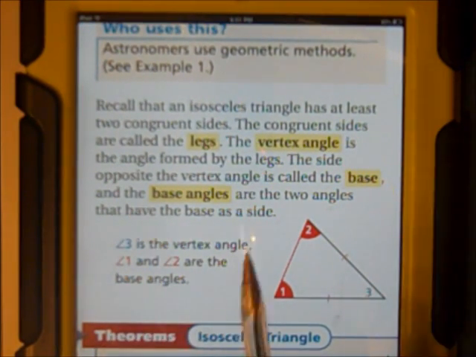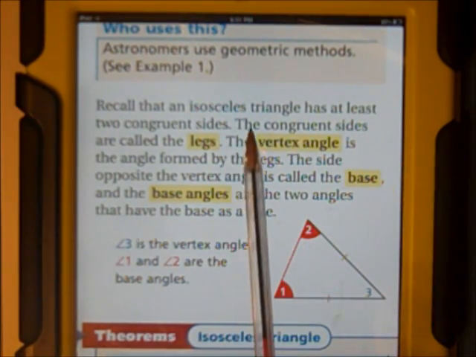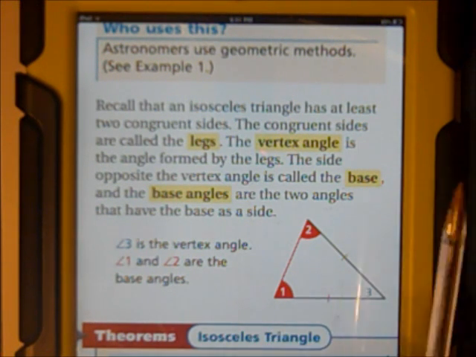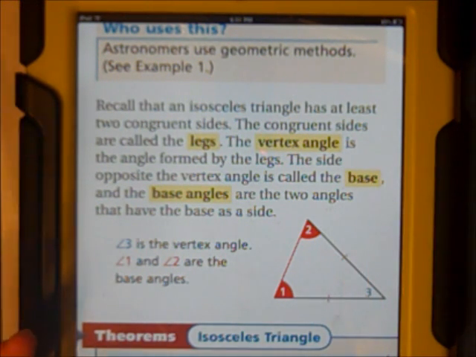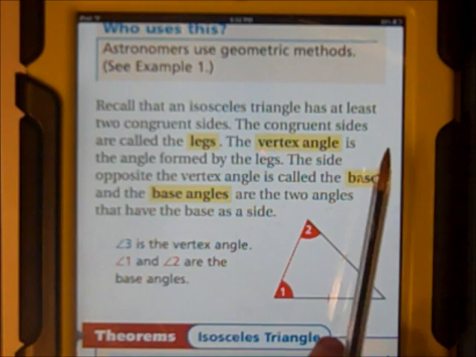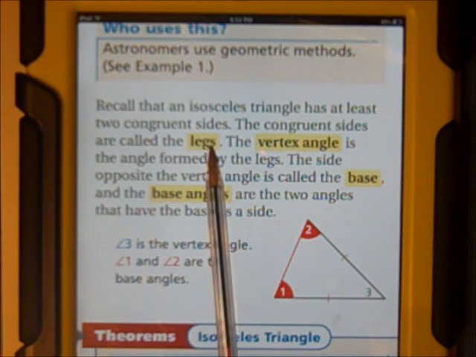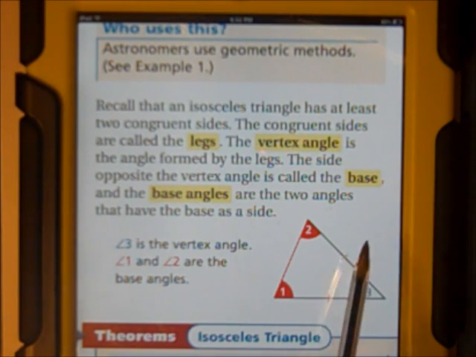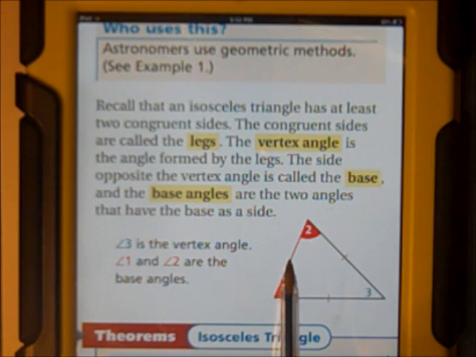An isosceles triangle has at least two congruent sides. So technically an equilateral triangle is also isosceles, but we try to be more specific and say two congruent sides is isosceles and three congruent sides is equilateral. But technically equilateral is always an isosceles. The congruent sides of the triangle are called the legs. So these would be the two legs here. The other side that is not congruent is called the base.